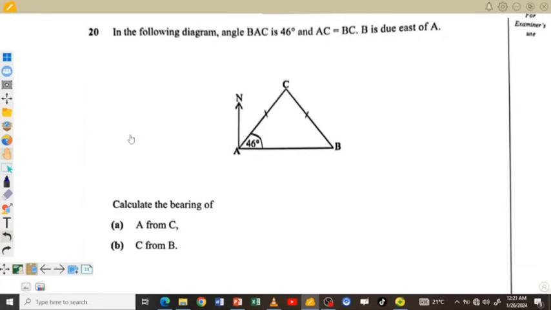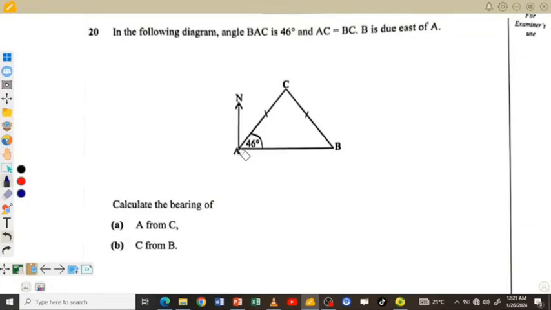Alright guys, so we've come to question 20. Question 20 reads: in the following diagram, angle BAC is 46 degrees and AC is equal to BC. B is due east of A, meaning that these lines are perpendicular. B is due east of A.